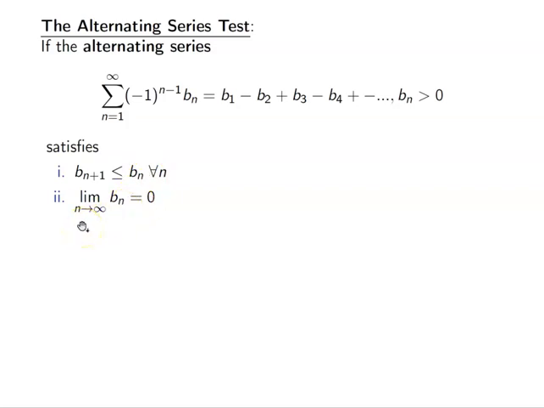The second condition is that the limit of the sequence b_n goes to 0 as n goes towards infinity. If both of these conditions are satisfied, then my series is convergent. So for an alternating series, what do I need? I need that each term decreases in value from the one previous, and that the limit of the formula for the sequence of terms themselves goes to 0.